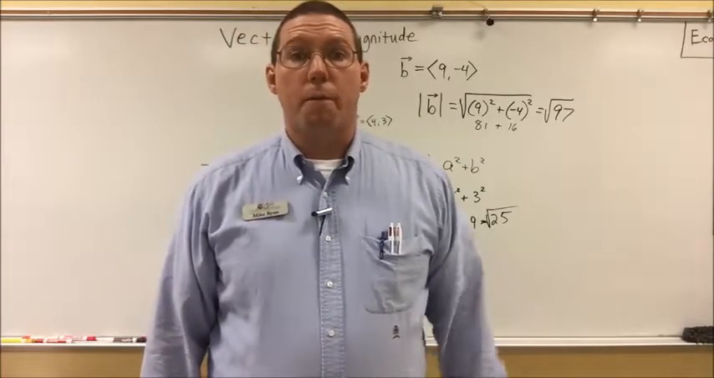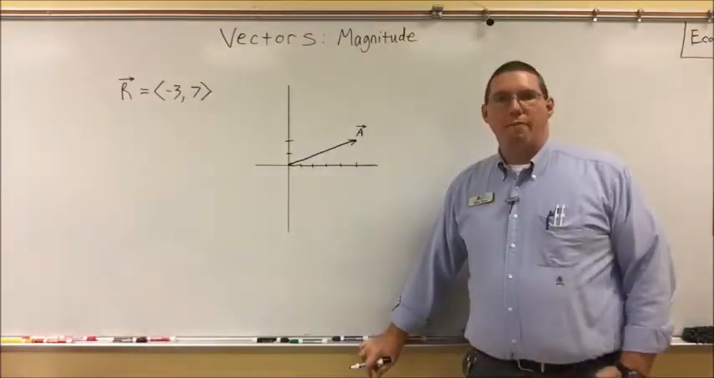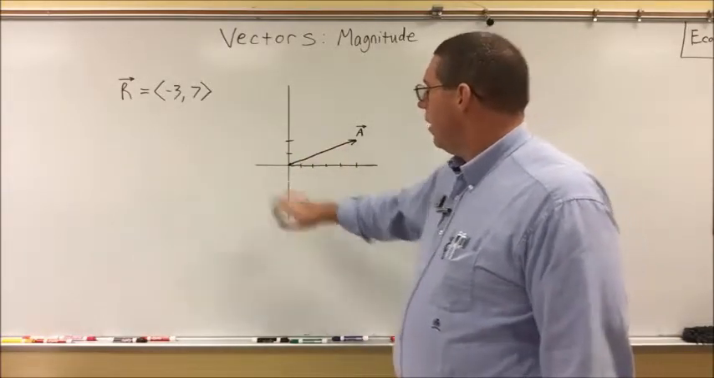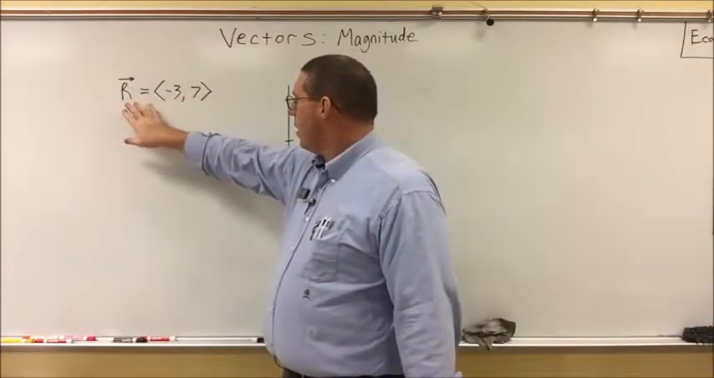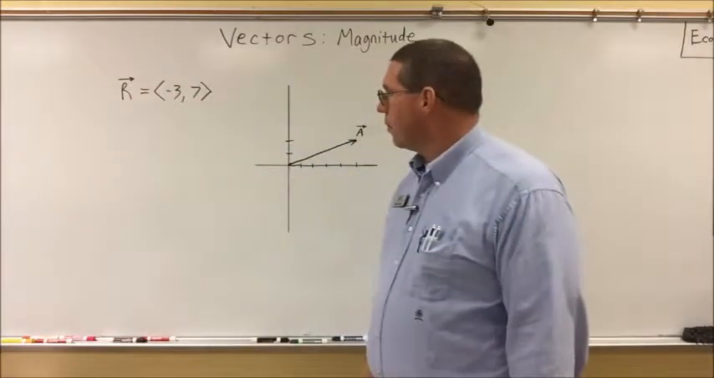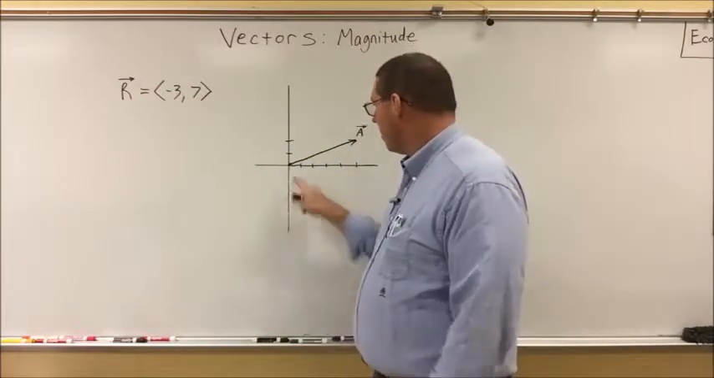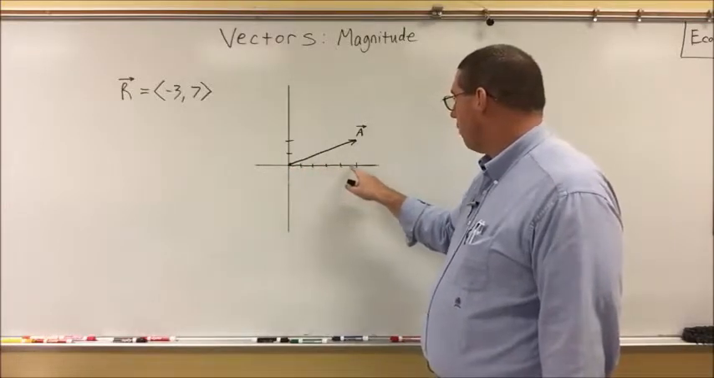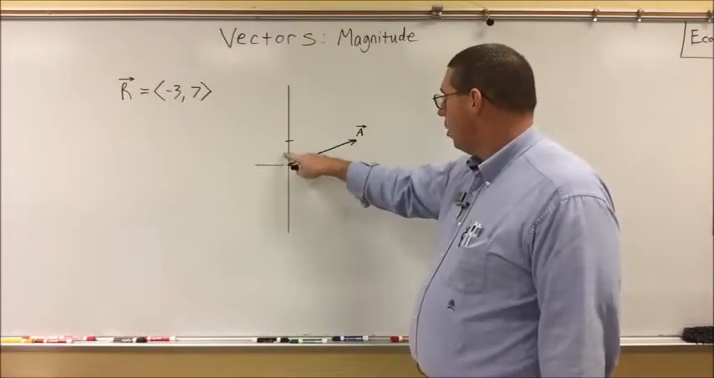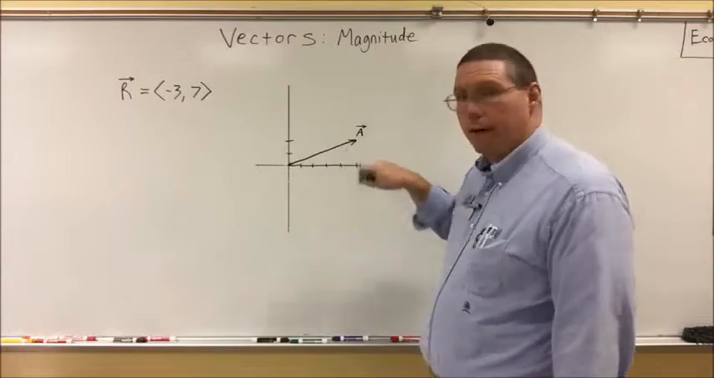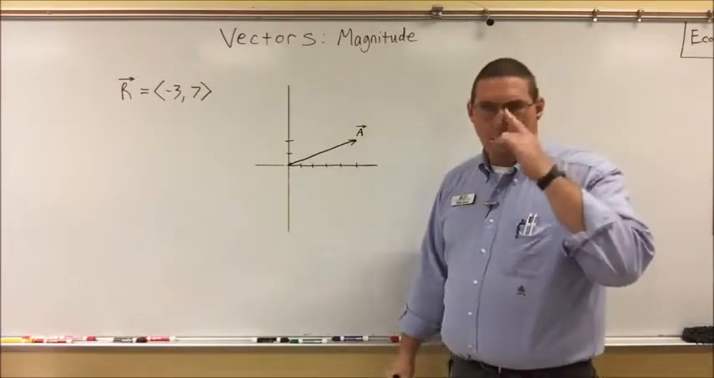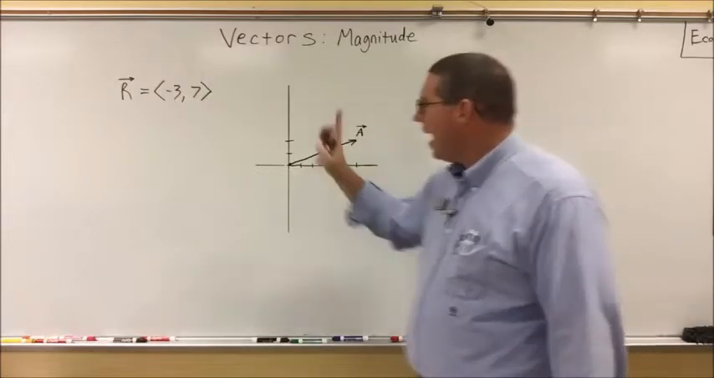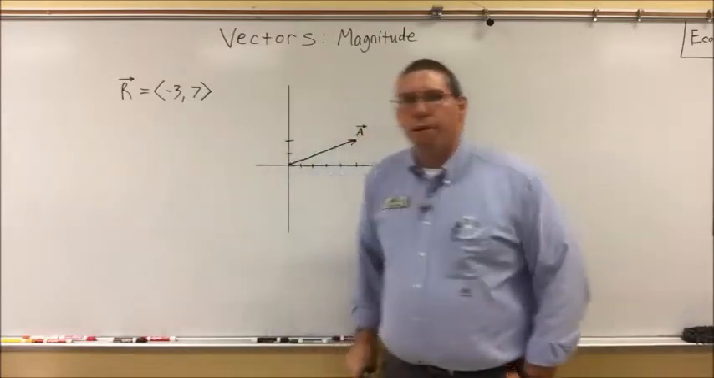Okay? Let's try a couple more examples. I have two examples here. One of them is a graph, and for the other I just gave you the components. In case you can't see, there are little hash marks here. This is 1, 2, 3, 4, 5. And then we go 1, 2, and the point is right there, okay? So why don't you pause the video and see if you can identify the magnitude of this vector and the magnitude of this vector.